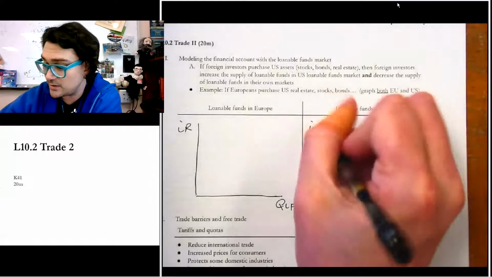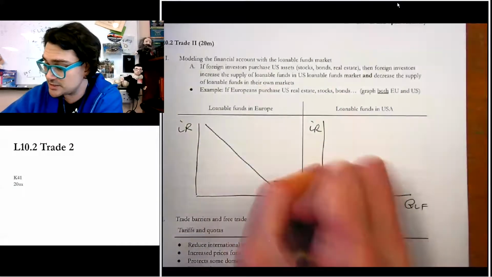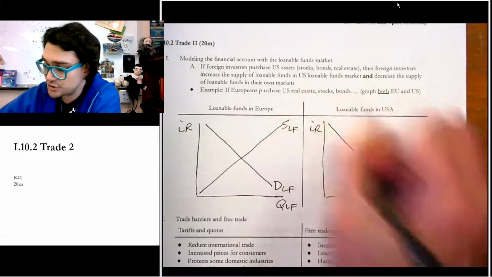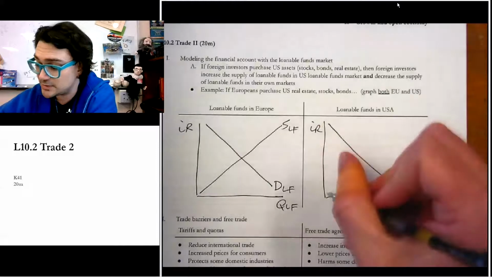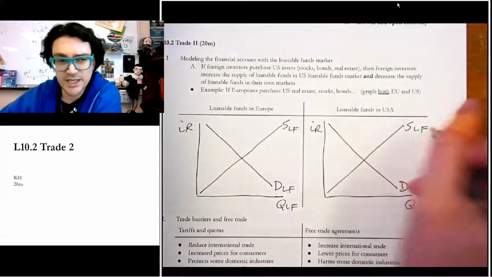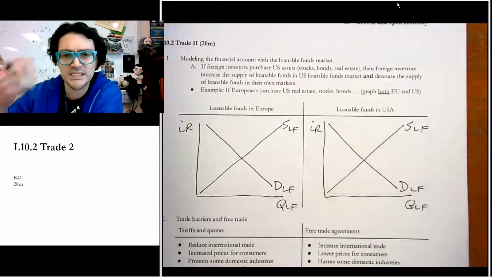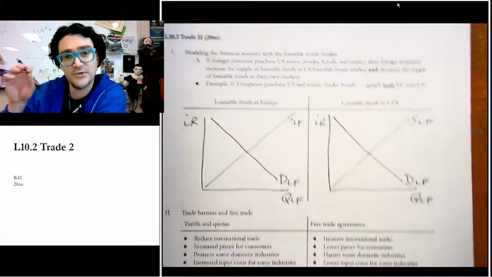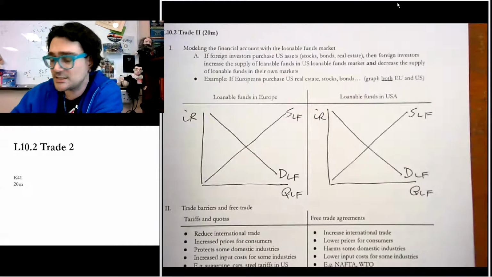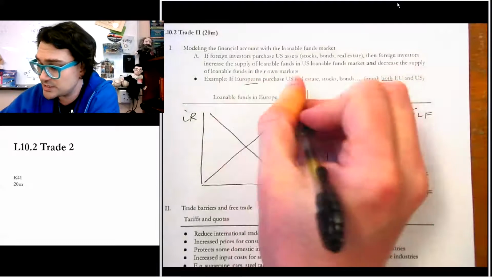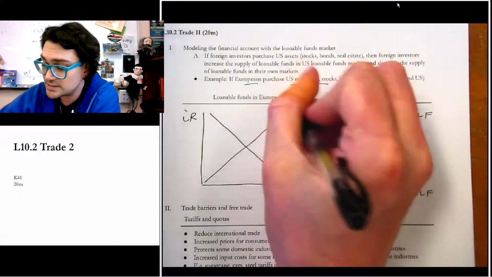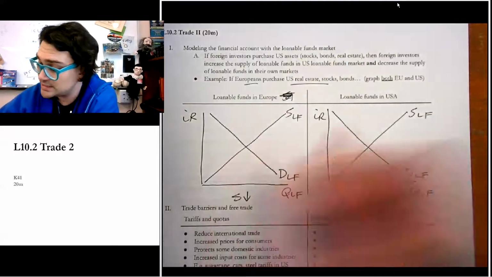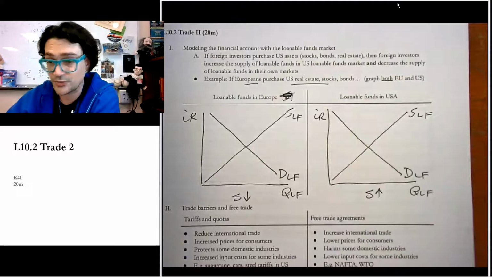QLF, IR. And we're just going to start with them being equilibrated, and we'll show that they disequilibrate in this picture. It could be just anything, that maybe the Europeans decide they really like US real estate or US stocks or something, right? So what we're really doing here is just showing how there's a double shift that occurs here. And so if the Europeans are purchasing US real estate, then the supply in Europe is going to decrease and the supply in the United States is going to increase.